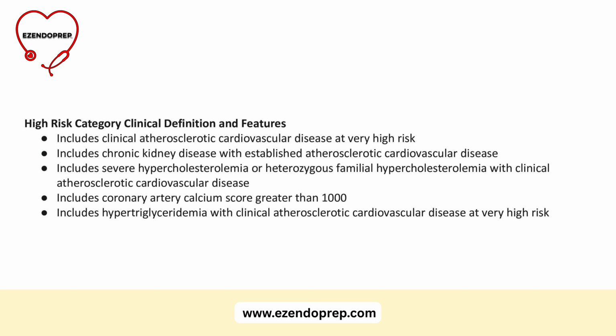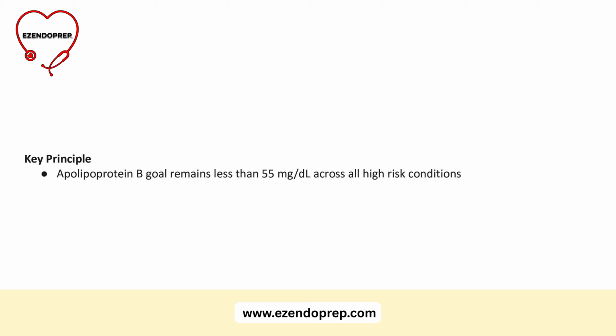Finally, this category includes patients with clinical atherosclerotic cardiovascular disease who are at very high risk, including those with chronic kidney disease. Again, the apoB goal remains less than 55.